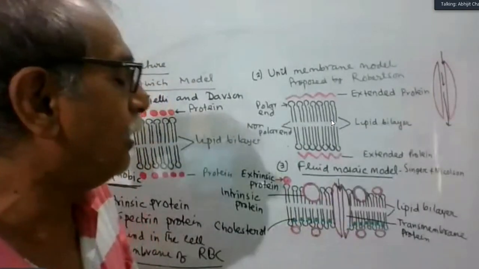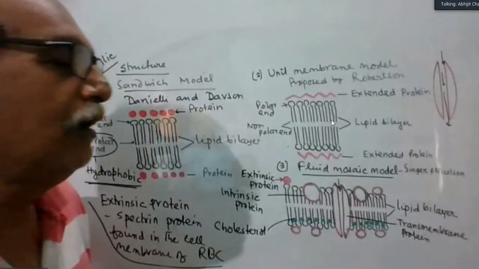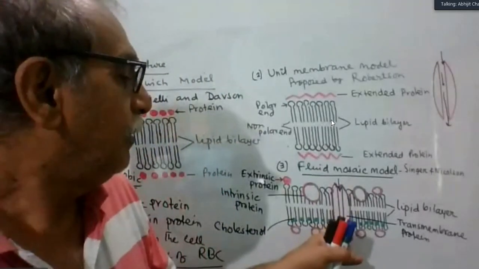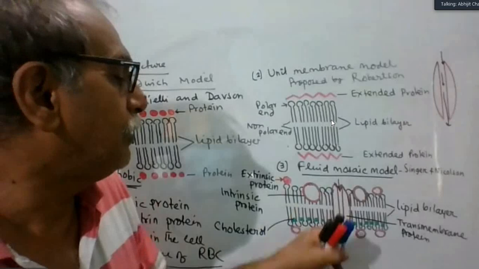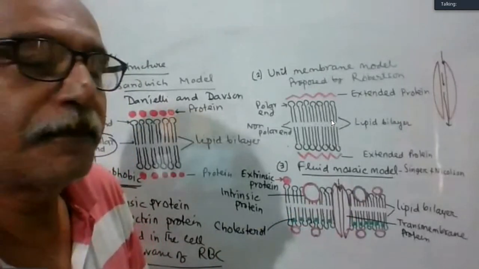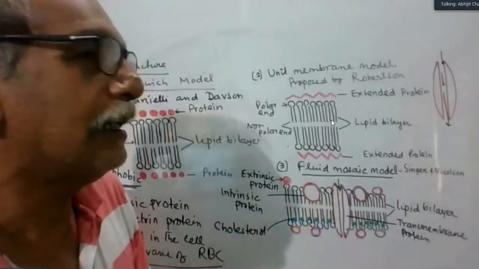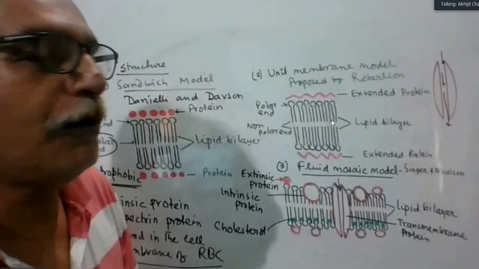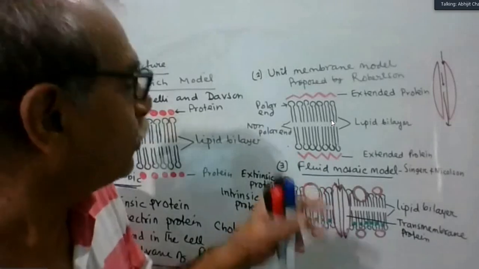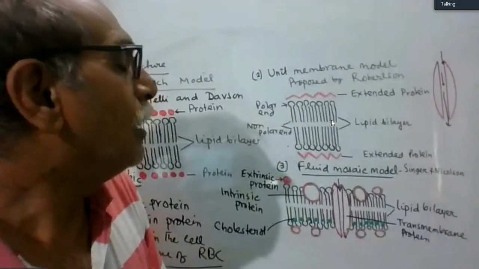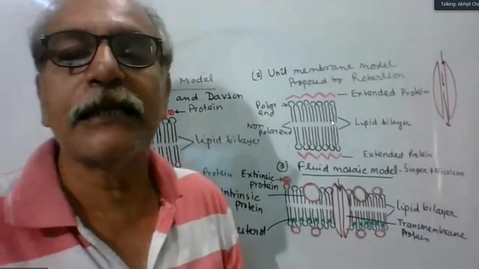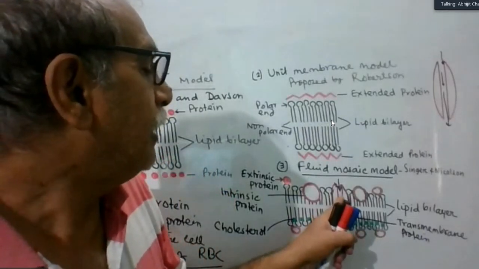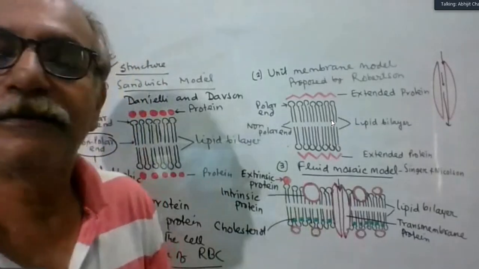These are proteins which are fully embedded, and both ends are found outside the lipid bilayer. Both ends of this protein are found outside the lipid bilayer. Clear? And there is a pore in the center of this transmembrane protein, a passage through which water and water soluble substances can pass, because the hydrophobic effect is not there.